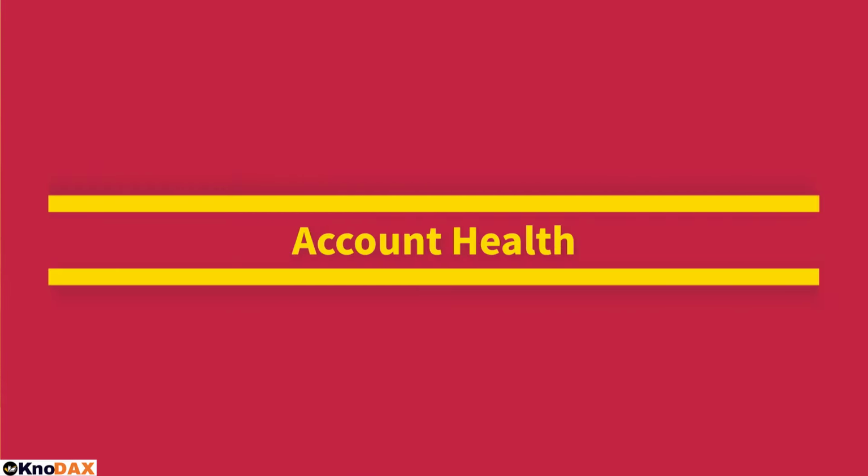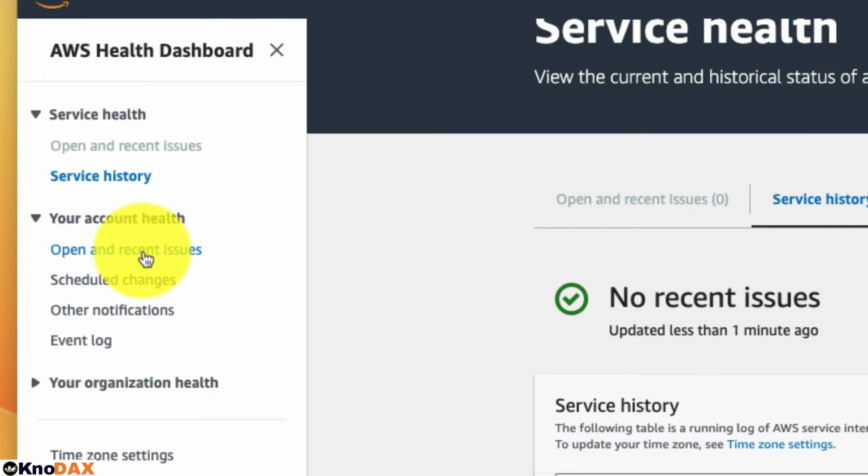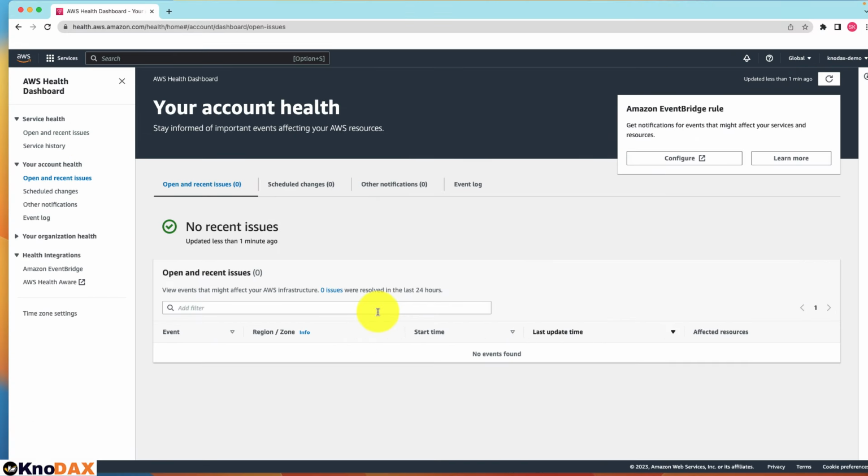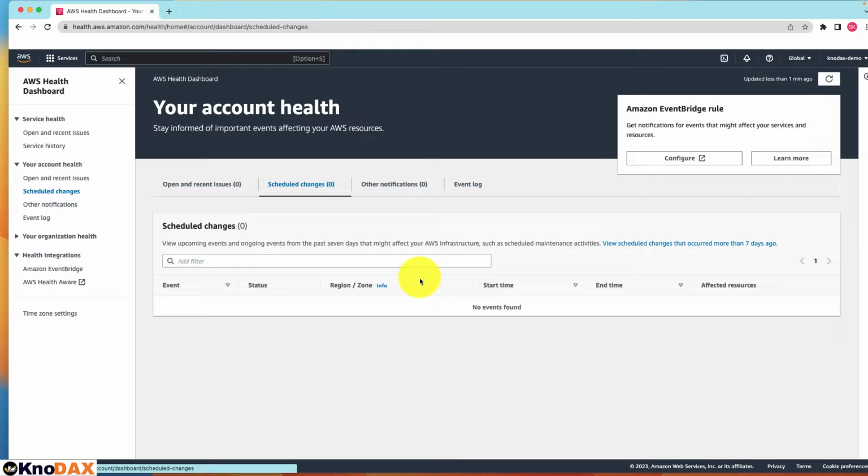For your account health, you can find under your account health open and recent issues. If you click here, there are no recent issues. This displays issues that are impacting your account right now. If you click on the Scheduled Changes tab, this displays any upcoming events and ongoing events from the past 7 days that might affect your AWS infrastructure, such as scheduled maintenance activities.